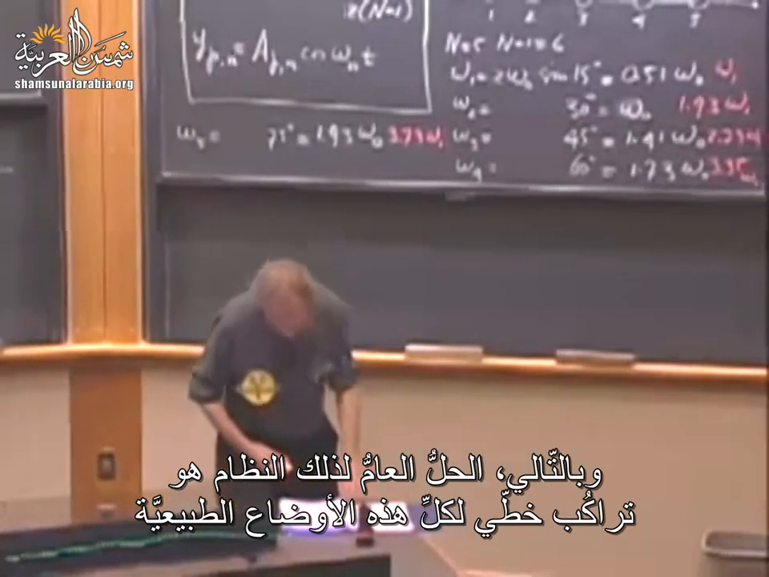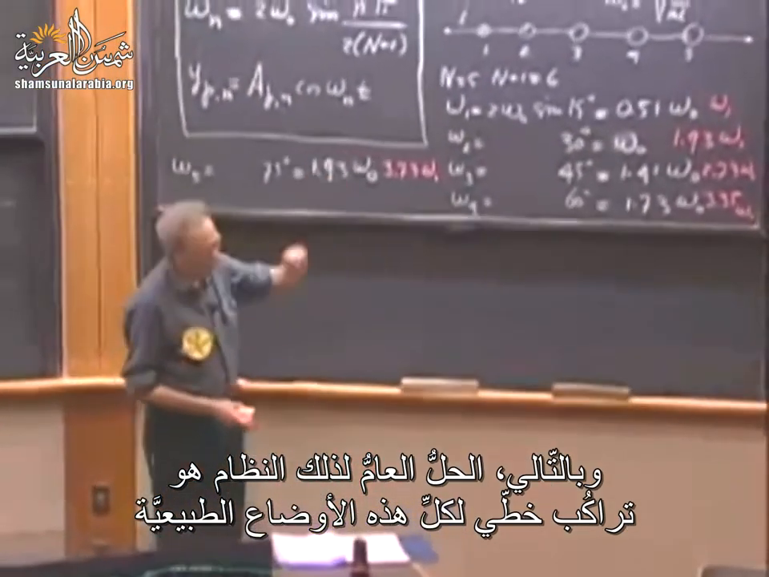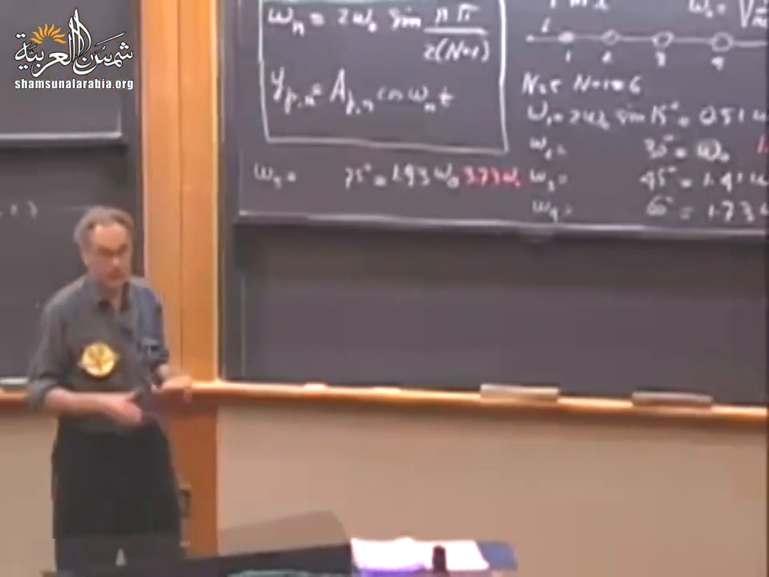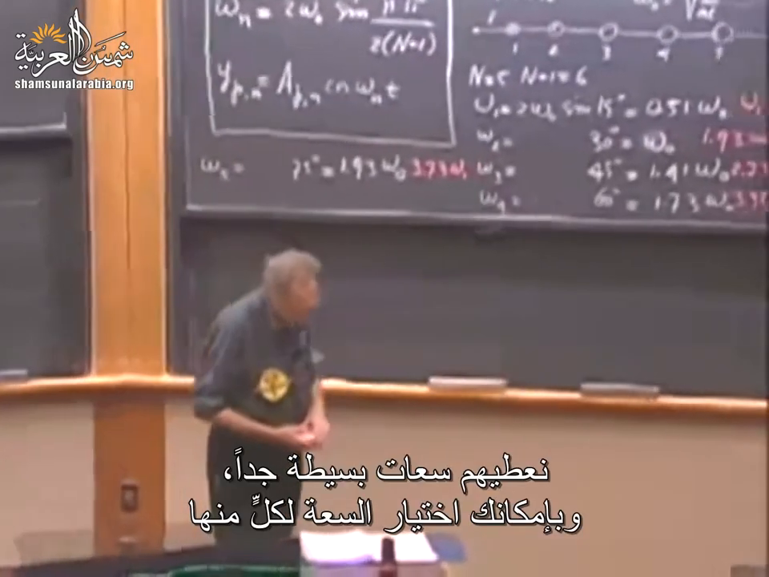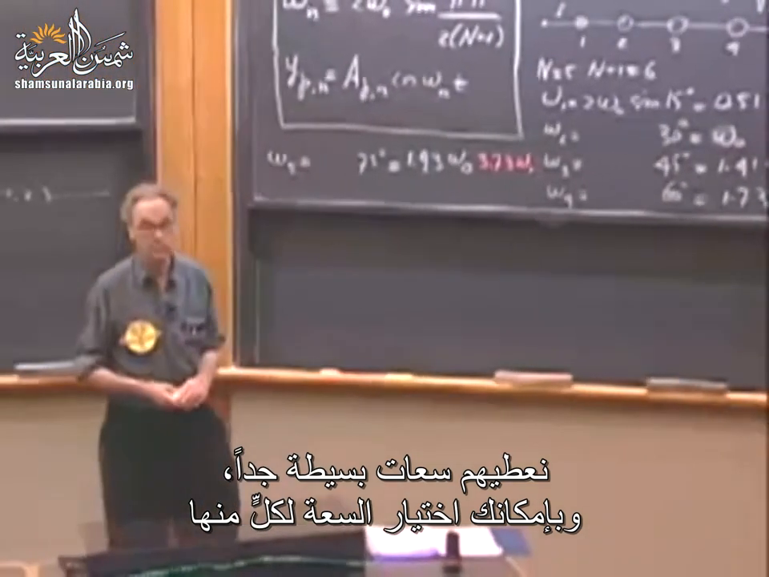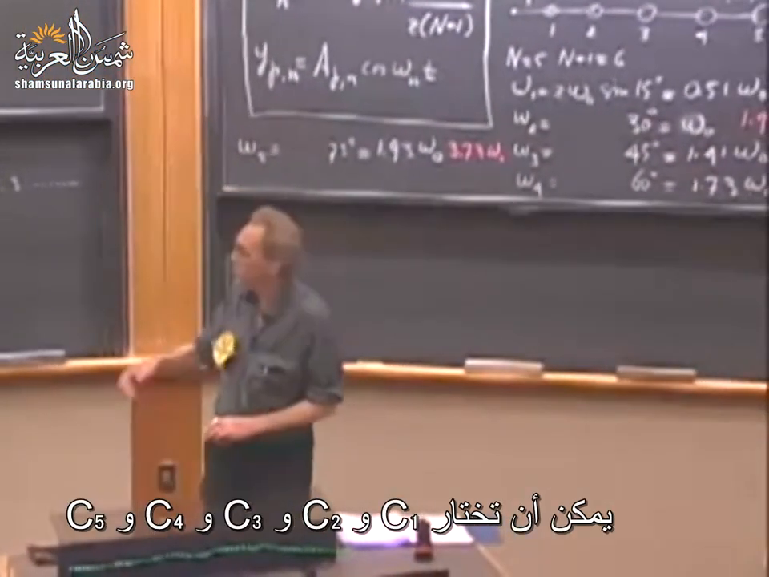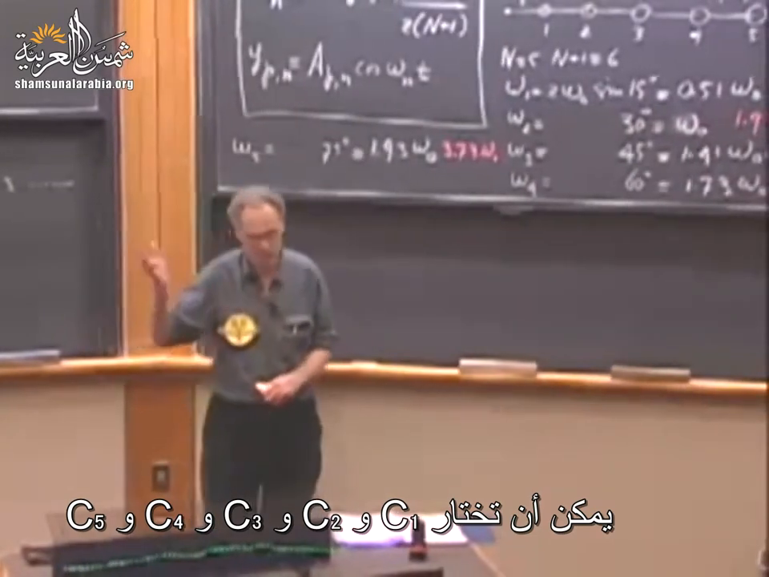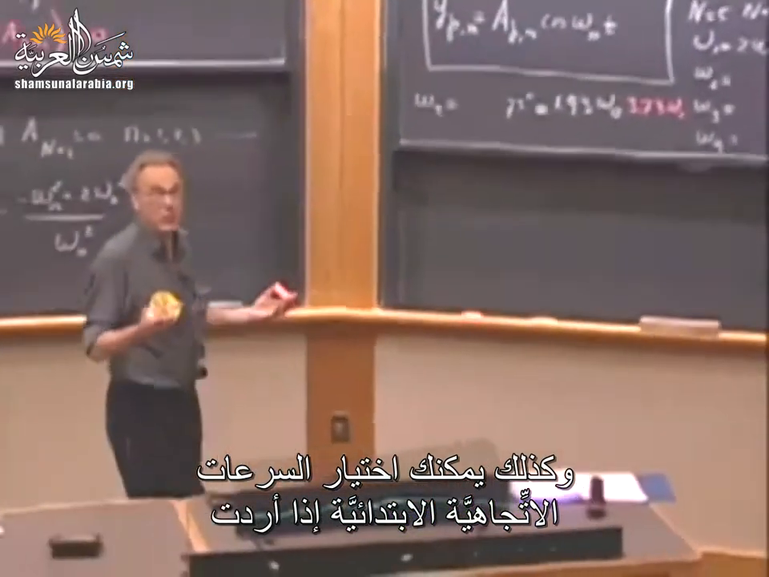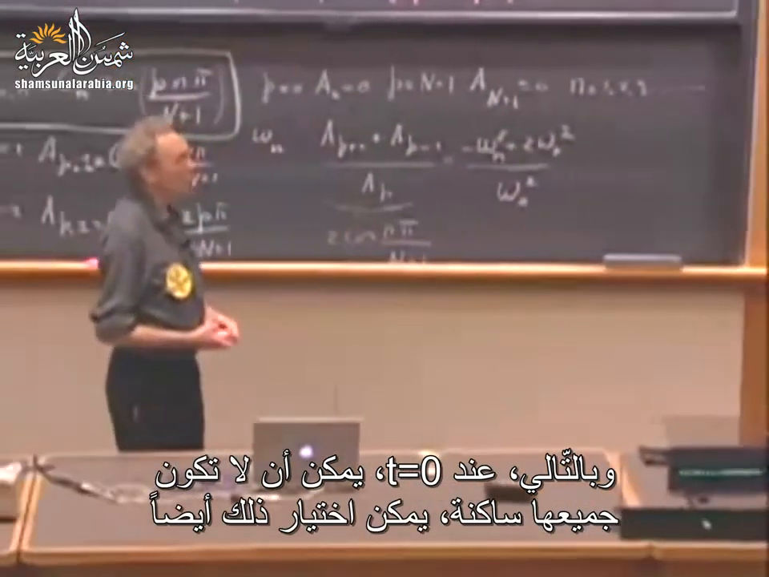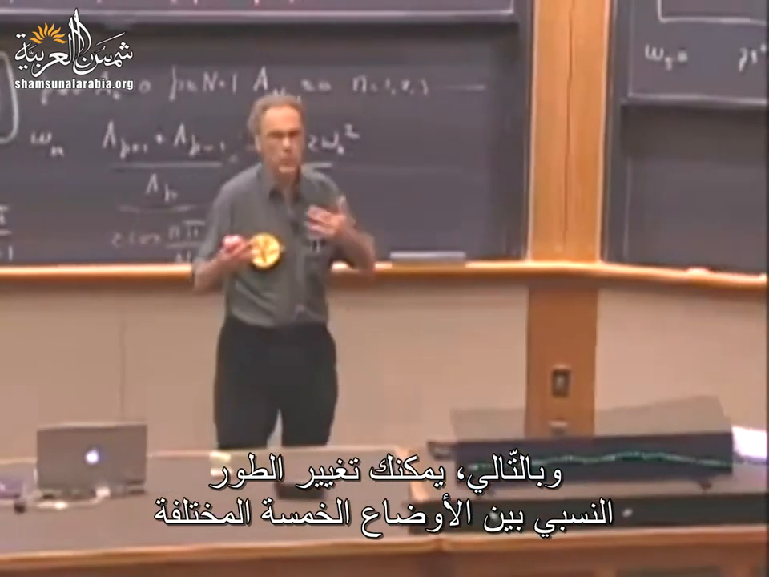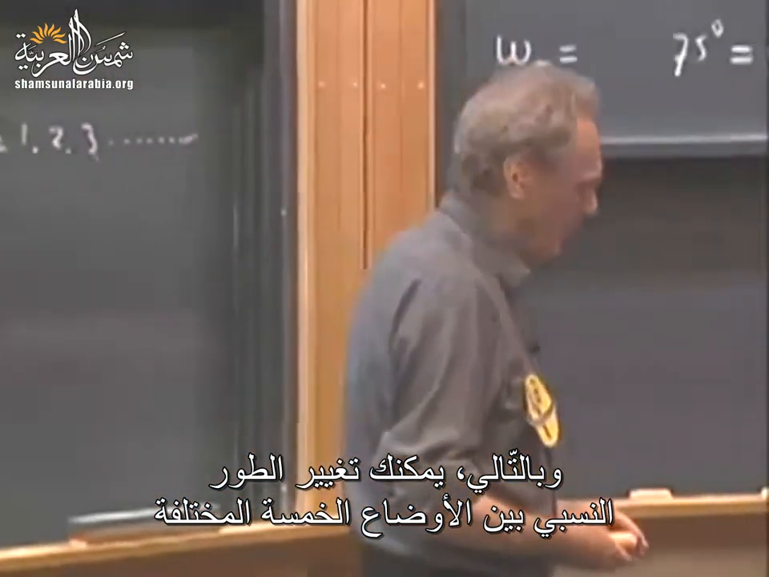And so the general solution to that system is then the linear superposition of all these normal modes. You give them very modest amplitudes, and you can choose the amplitudes of each one of them. That's effectively like saying you are choosing C1, C2, C3, C4, C5. And you also can give them initial velocities if you want to. So at t equals 0, they do not all have to stand still. You have that choice too, of course. So you can change the relative phase between the 5 different modes.